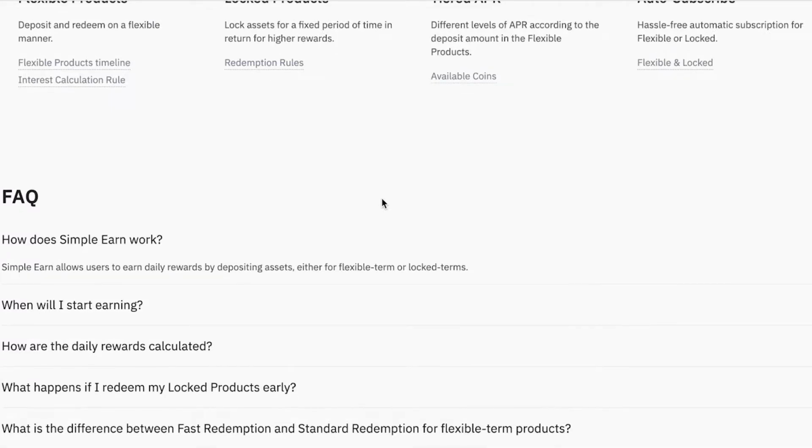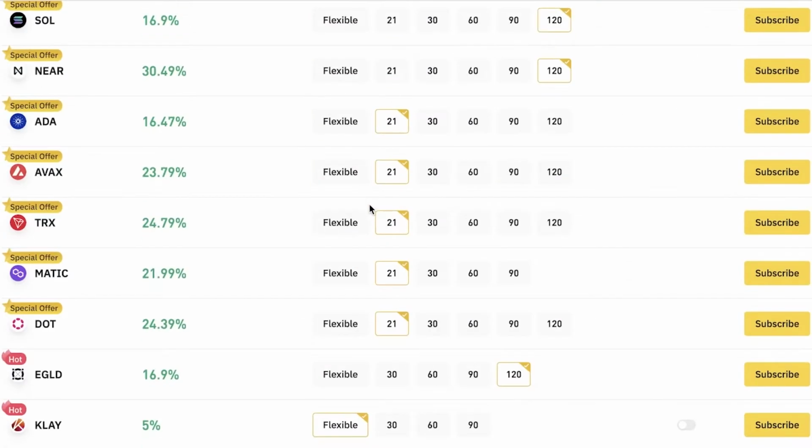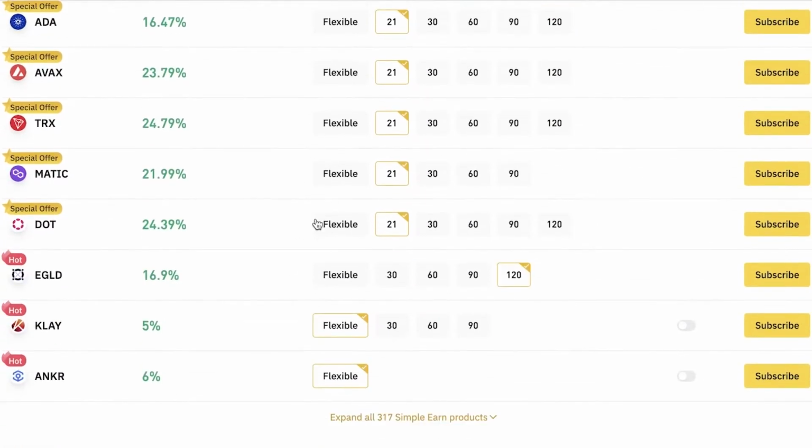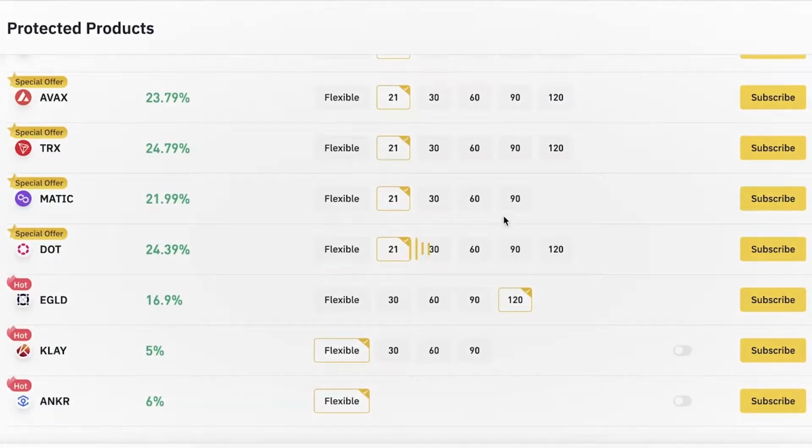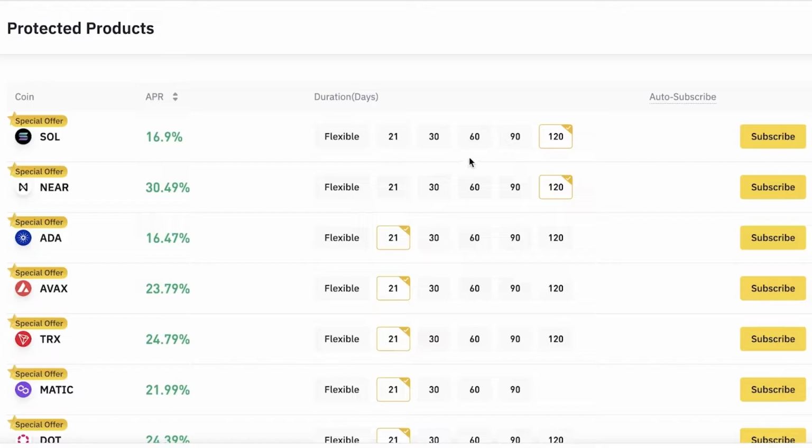So you will be earning rewards by depositing your assets in locked terms or flexible terms. Now, some of these have flexible terms as well. Some of these only have a locked number of days. Keep that in mind if you lock your money in a simple earn section. Like for 60 days, I lock my Solana up, however much Solana it might be, then I won't be able to access my money for 60 days whatsoever.